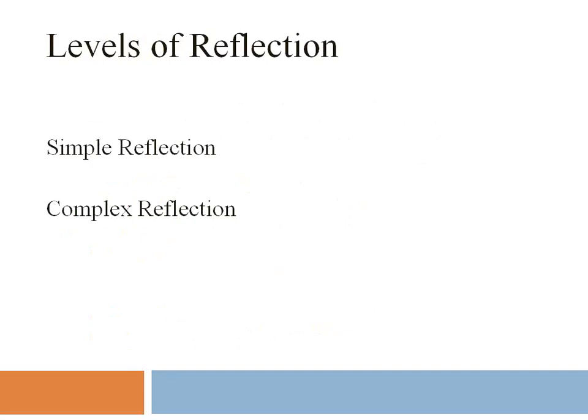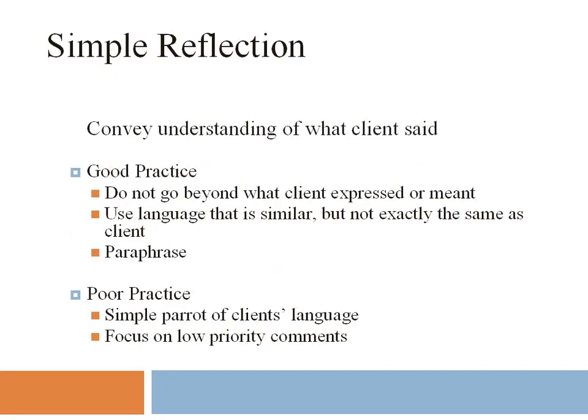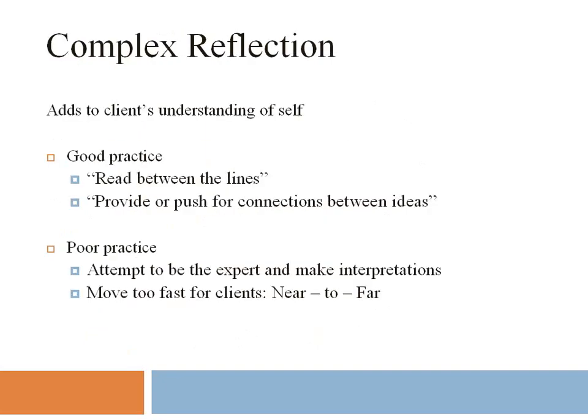So, like we talked about, we're using our simple and our complex reflections. Typically the complex are going to be better, but the simple is a good way to go if you're not quite sure what's going on, or if you just need to refer back to something. That simple reflection is not going to go beyond what the client expressed or meant. It's going to use very similar language, and you're going to paraphrase things. Using it in a poor way is parroting back the client's language or focusing on low priority comments, things that aren't really important. So make sure when you're using this simple reflection, use it with something that has some meaning or that's important, not on the filler stuff.